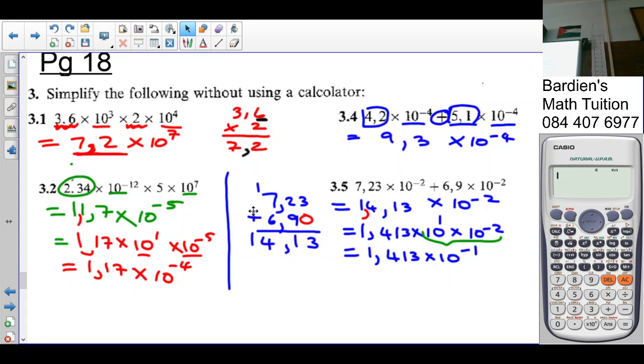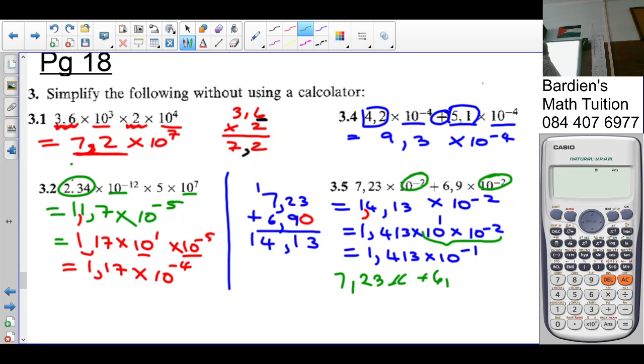Yes? Sir, for 3.5, why didn't you add the 10 to the negative 2? You see, that was 7,23. She's asking why I didn't add these two together. So it's 7,23 x plus 6,9 x. If that was the sum, what would the answer have been? 7,23 plus 6,9 is 14,13 x. Not so? So what do you notice? That the variables stay the same when you're adding and subtracting.